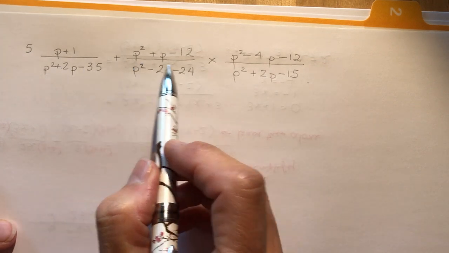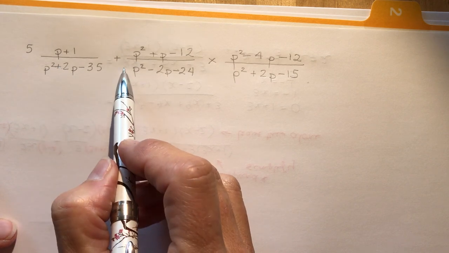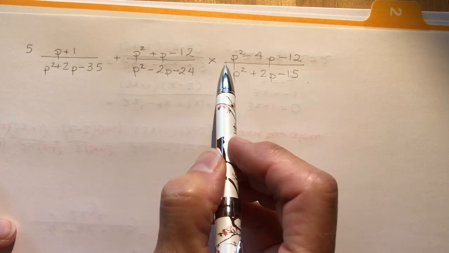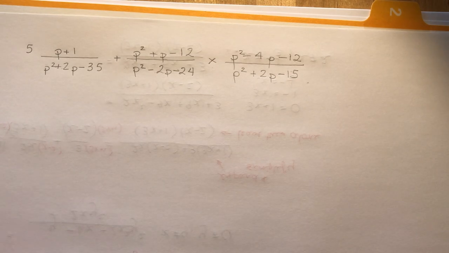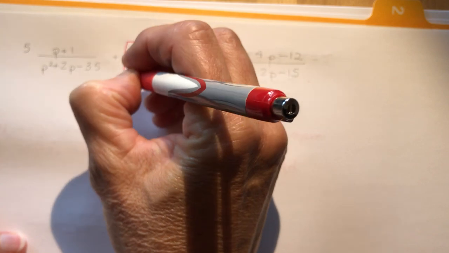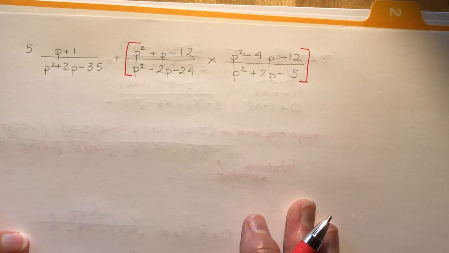So you have three things going on here. You have this plus all of this stuff, times this one. So using order of operations, that means that you have to multiply before you can add and subtract. So you might want to put some brackets around them.